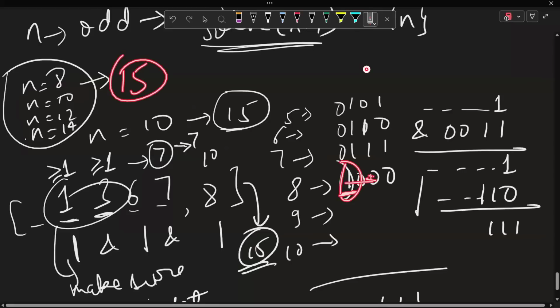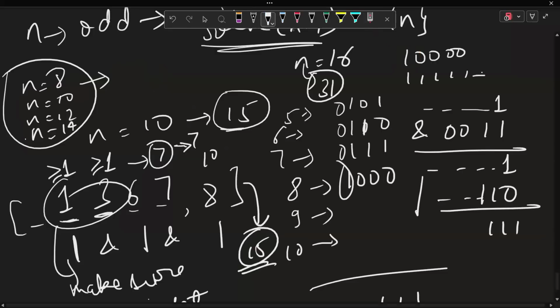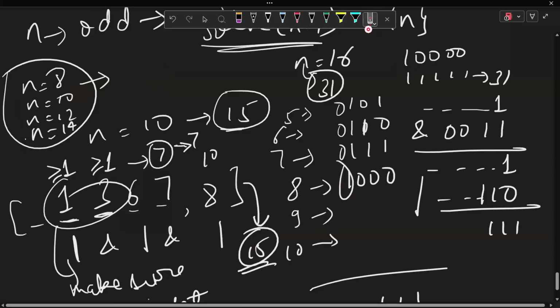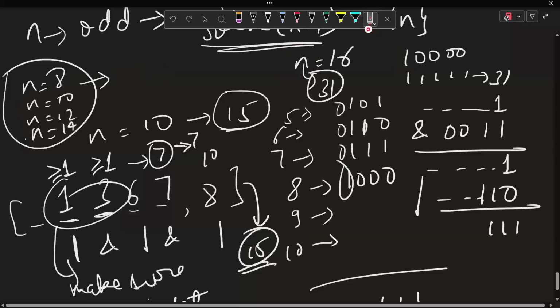Okay, now if you move ahead to n equal to 16, it would have this fifth bit set. So for that, you can make 31. All these bits set would be 31. So basically what you can do is take the log of n to check what is the most significant bit which is set in binary, and then just set all the bits. The number that it's making, this is what you want to get.